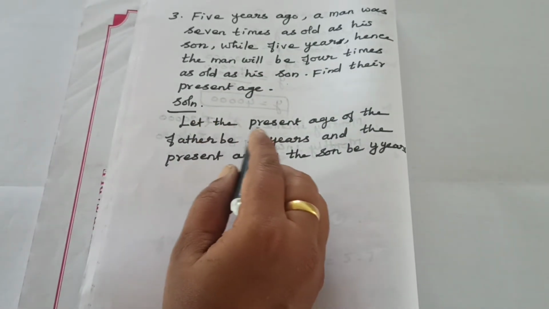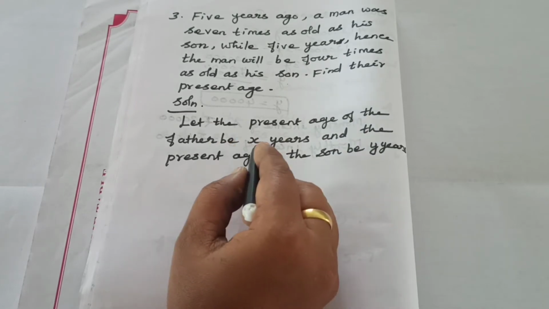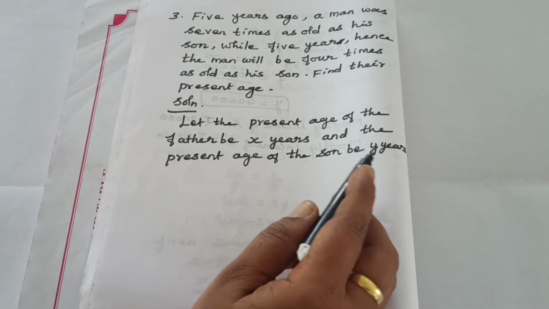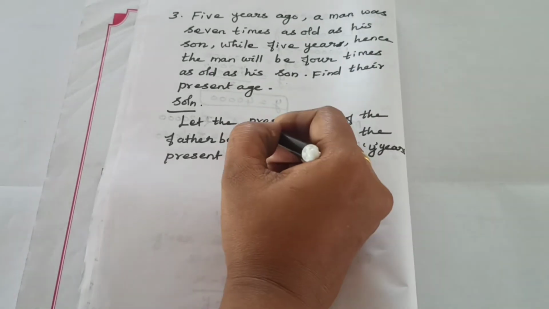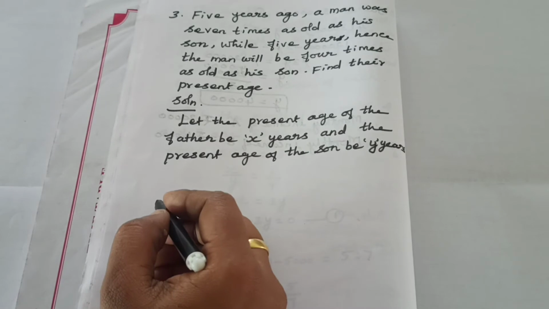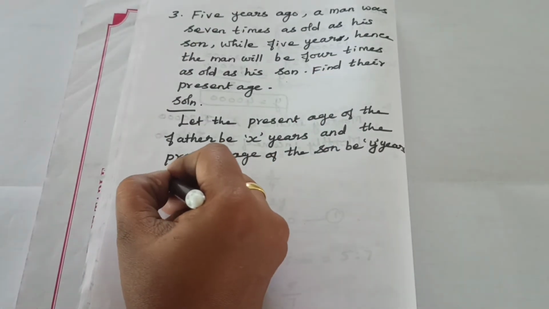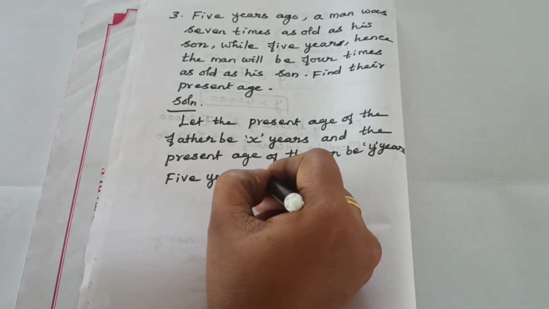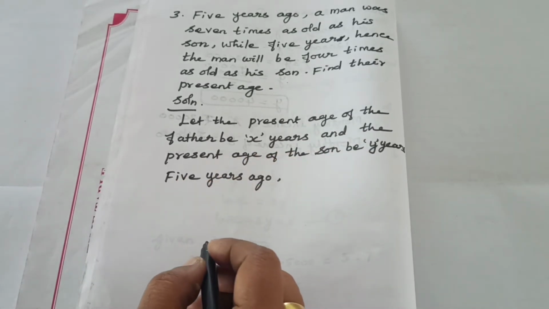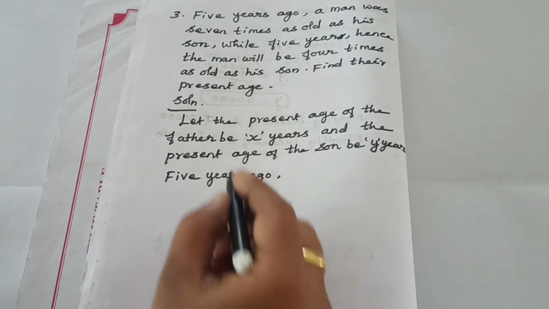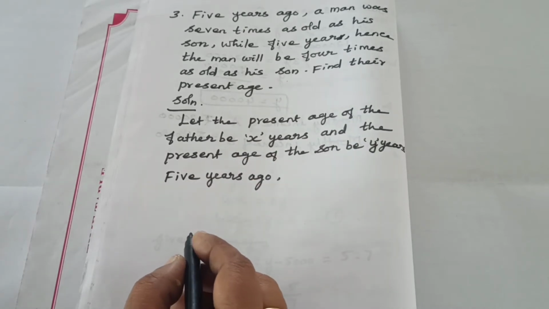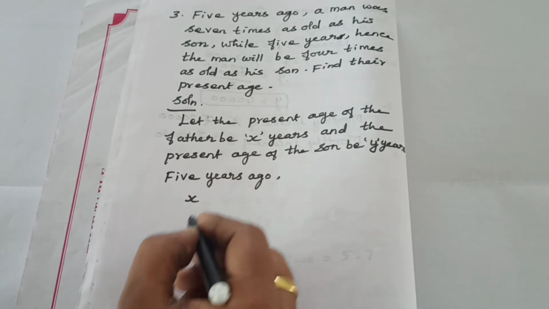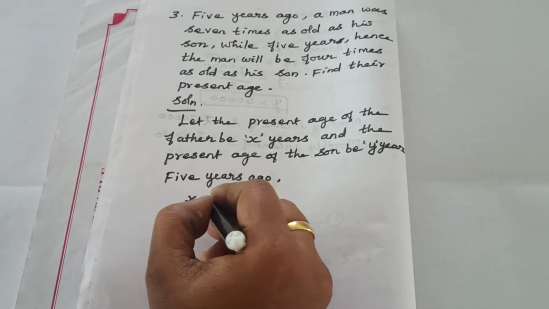Let the present age of the father be x years, you should take it, and the present age of the son be y, we have to take x and y. Am I correct? Then the first condition is 5 years ago. What is given? A man was, that means x. That father was, that man was 5 years ago.